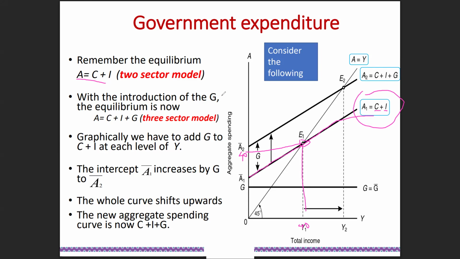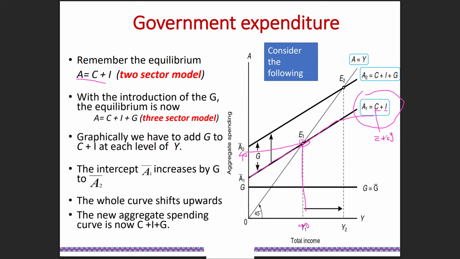With the introduction of the government, the equilibrium is now AE equals C plus I plus G, the three-sector model. Okay, let me firstly explain this one before I move on. So you see here, they're saying that aggregate expenditure equals C plus I. Remember, the C here consists of autonomous consumption plus induced consumption, which is small c times capital Y, right?